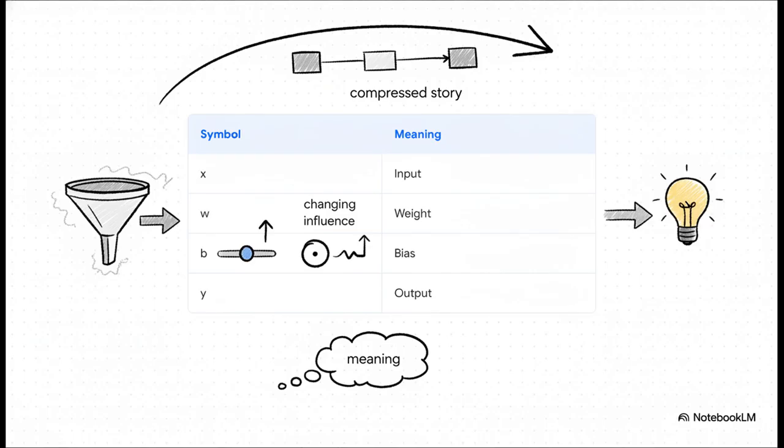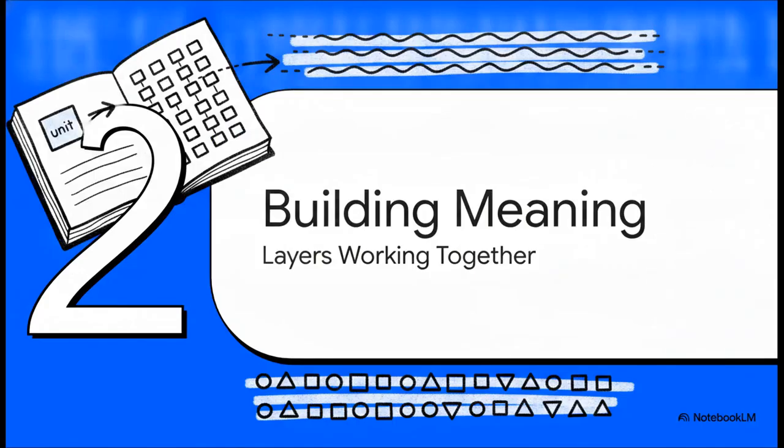X is just the input entering. W is the weight changing the influence. B is that starting bias we talked about. And Y is the output response. So the next time you see a formula, just remember, it is nothing more than a compressed story of what we just discussed. Moving right along, let's look at Section 2, layers building meaning together.